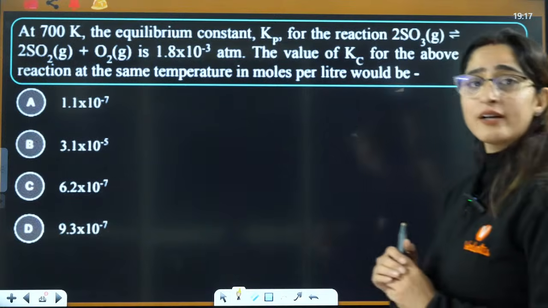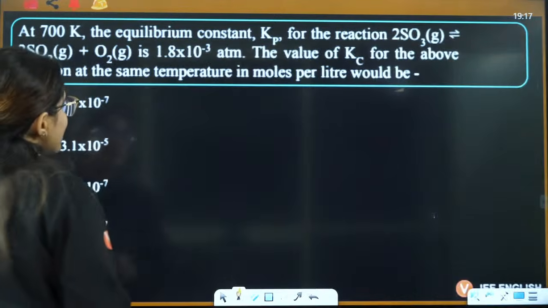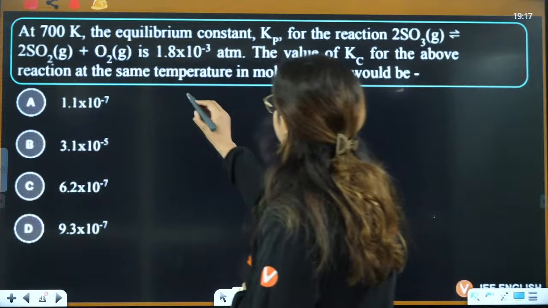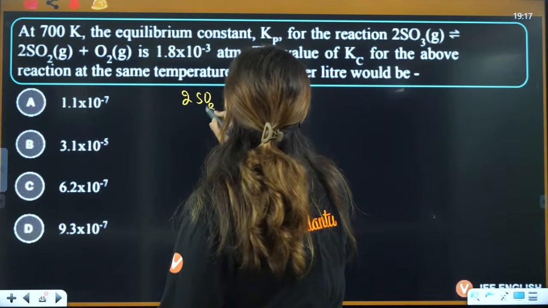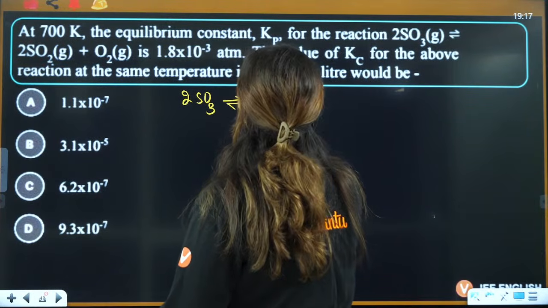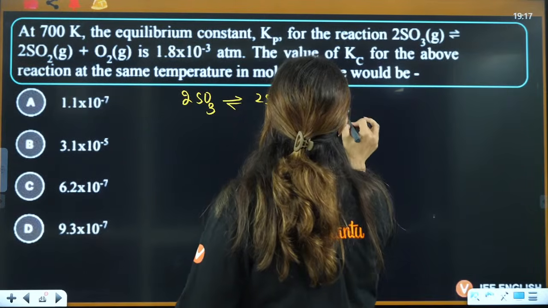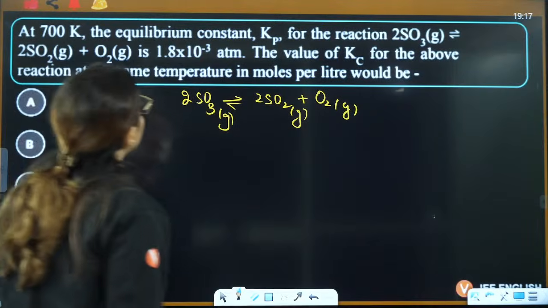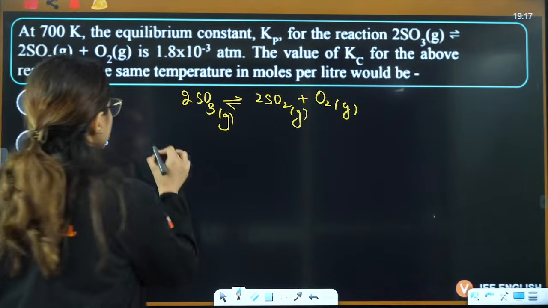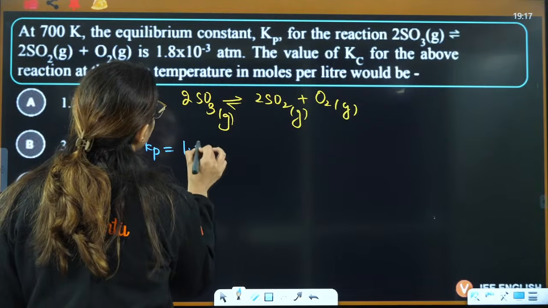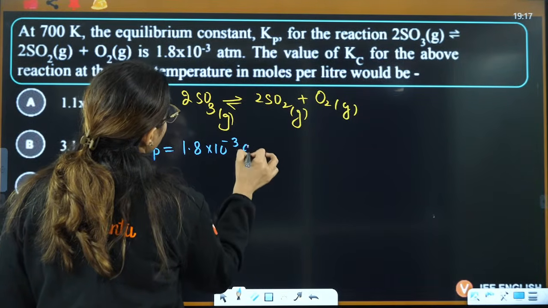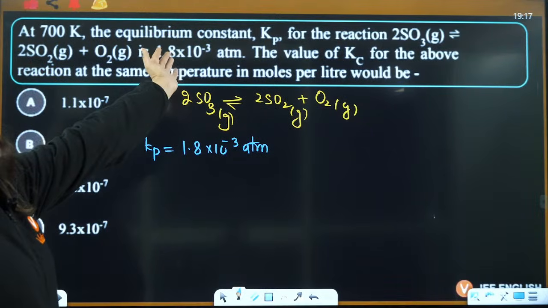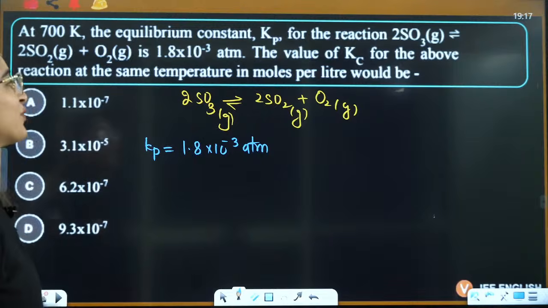Okay, let's do this, everybody. At 700 Kelvin, the equilibrium constant Kp for the reaction is given. This is the reaction, that is 2SO3 giving rise to 2SO2 plus O2. All of them are gases here. So they have given the Kp value. Kp is given to be 1.8 into 10 raised to power minus 3 atmospheric. See, from the Kp value only it is clear that delta Ng is 1. But still we will do that.